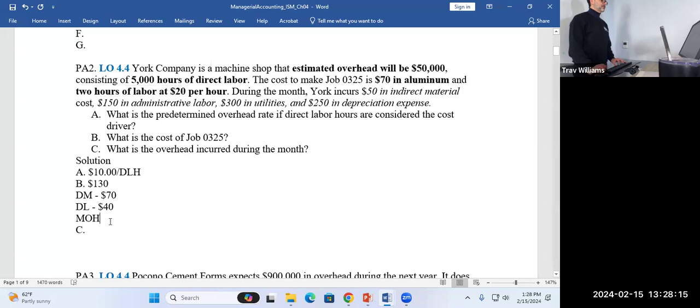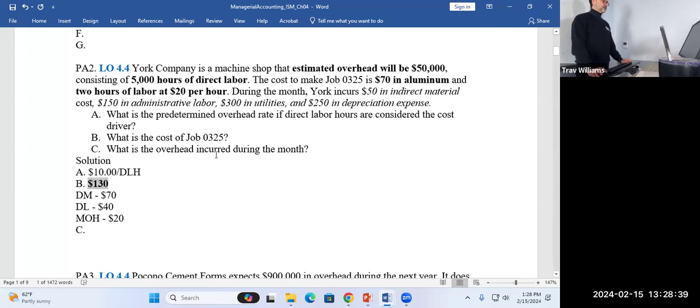And then the other part was the overhead. So again, since they're using direct labor hours, we take the 2 direct labor hours times the rate of 10. That comes out to 20. And then when you add those 3 together, that's when we get our total $130. Okay, does that make sense?